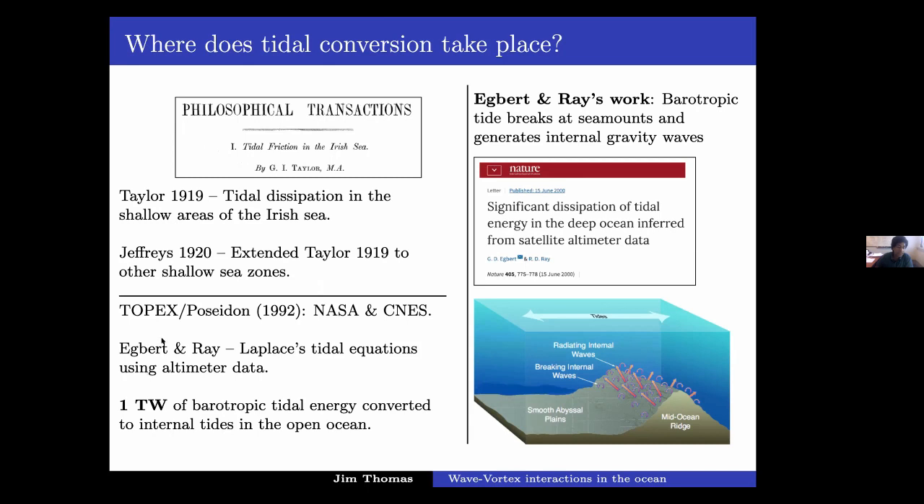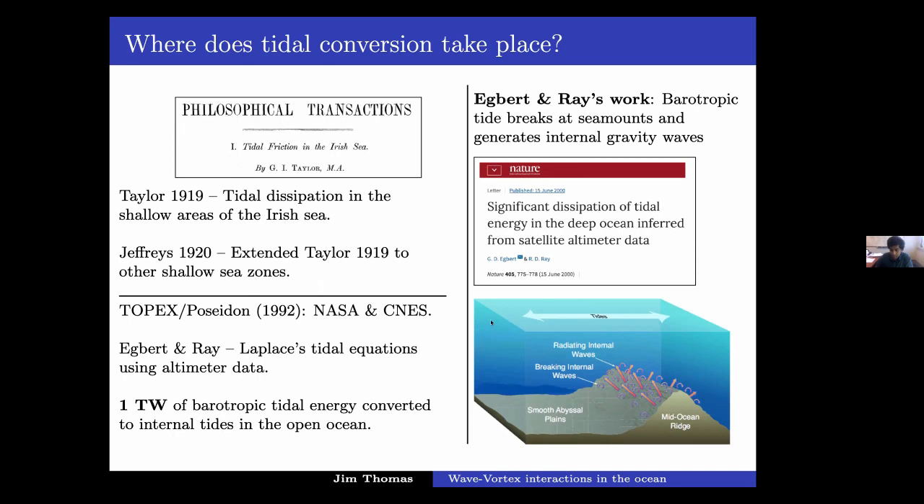And Egbert and Ray, who were at NASA, used a model known as the Laplace tidal equations, and they predicted that up to a terawatt of power, so of the 3.2 terawatts that gets in, up to a terawatt of tidal energy gets converted in the open oceanographic region. This is the first paper that they wrote in Nature explaining this, and a lot of subsequent papers appeared that provide better estimates. But the conventional wisdom now is shown in this figure.